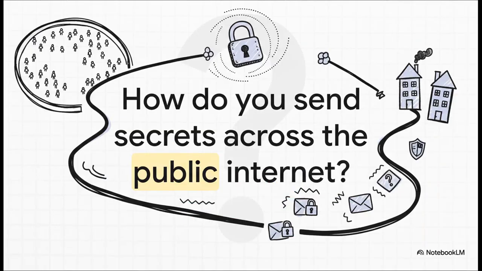So let's just start with the most basic problem here. The internet, for all its wonders, is basically a massive public square. It's incredibly useful, but it is not private, not by a long shot. So when you need to send sensitive company data from point A to point B, how do you protect it from being intercepted? How do you keep your secrets safe in such a wide open space?